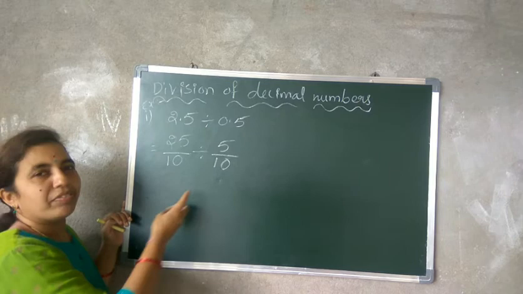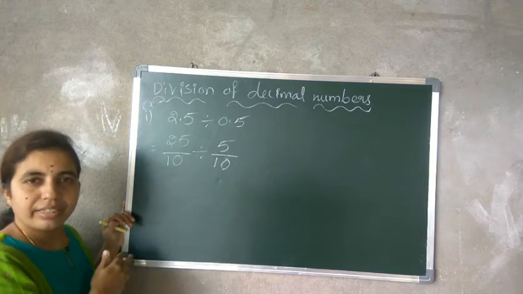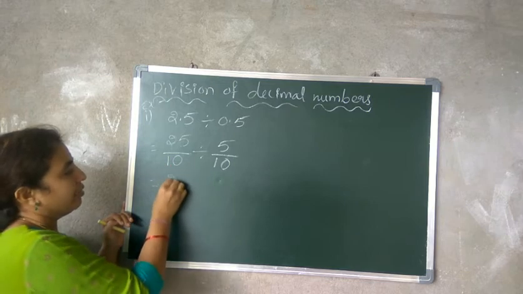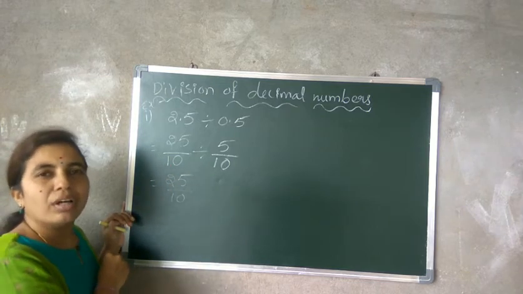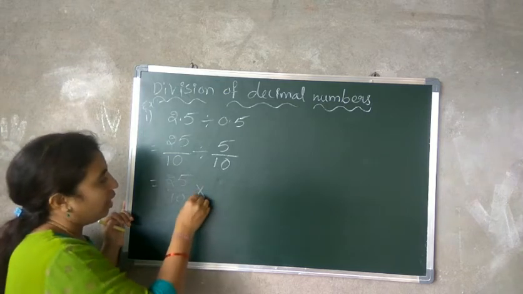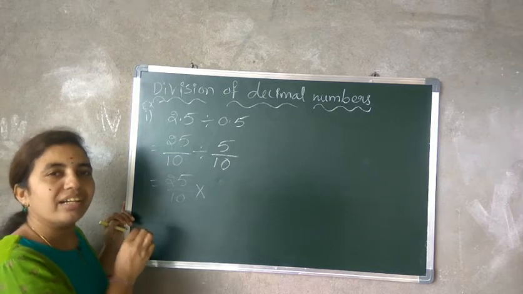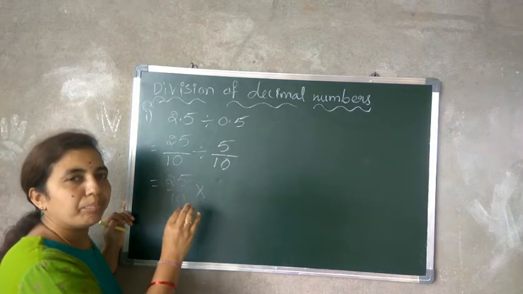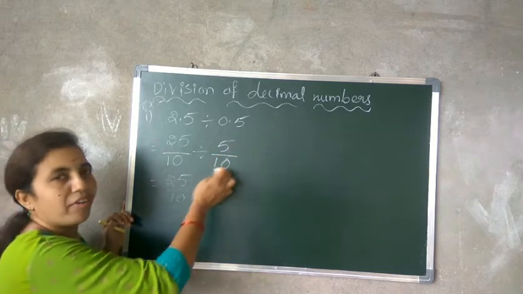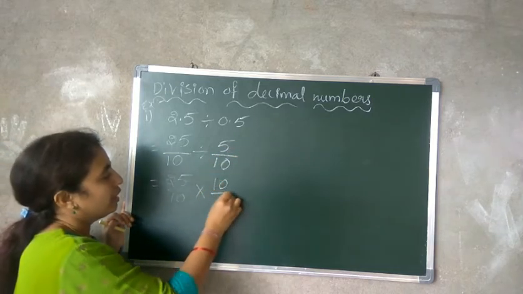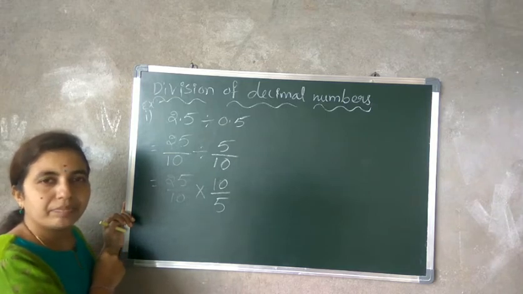Now this is nothing but division of fractions. See, 25 by 10. Whenever division is given, you have to convert that into multiplication. And when you are converting that into multiplication, you have to write the second fraction as its reciprocal. What is the reciprocal of 5 by 10? That's nothing but 10 by 5.